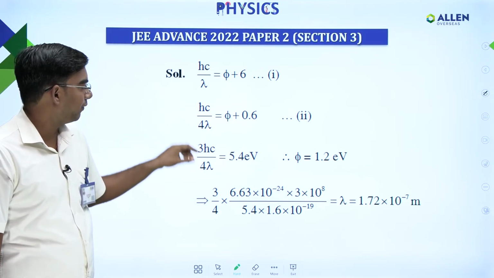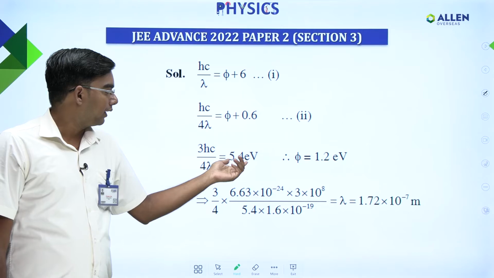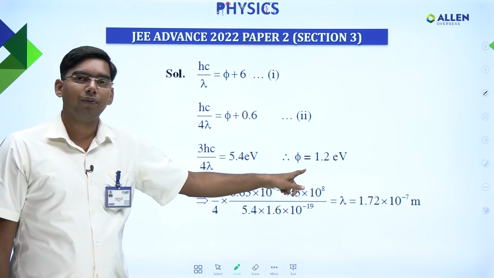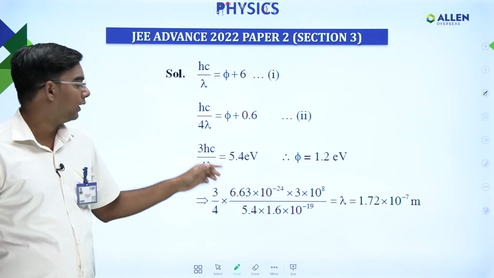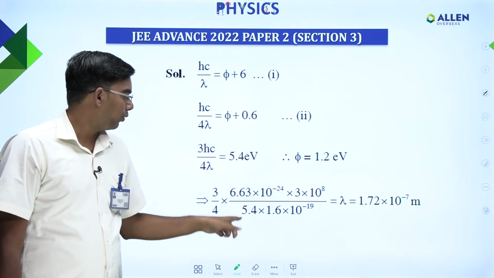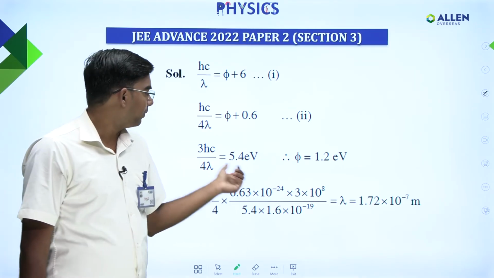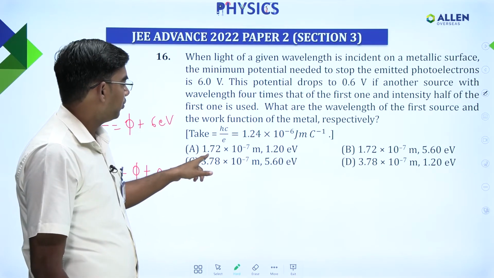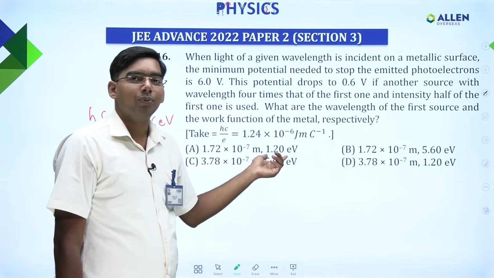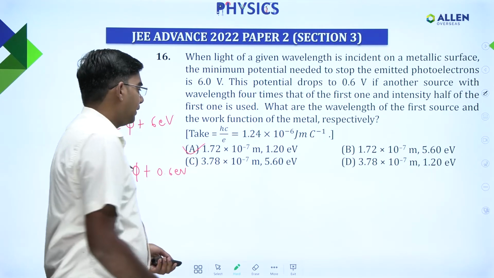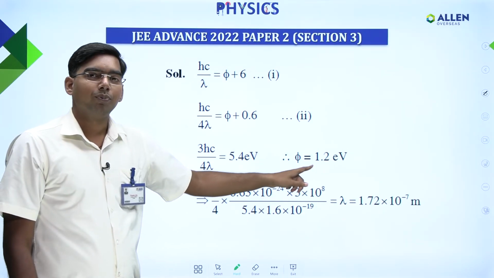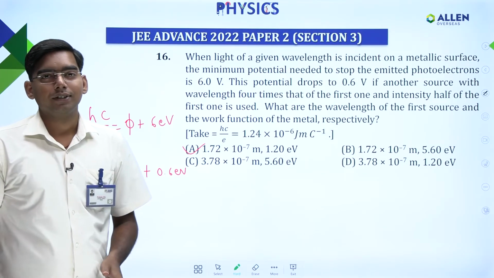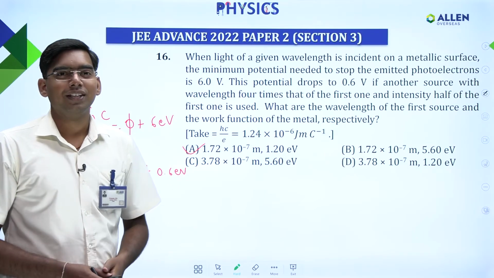So when we take the difference over here, we are getting 5.4 eV, right? So from this, taking the ratio, we get the value of phi as 1.2. Once we get the value of phi, we can easily substitute the value of hc and this value over here. So from here, we got the value of lambda as 1.72. On looking at this, lambda is 1.72 for both options, but phi is 1.2 only in the first option. So answer A is correct for this one. Phi comes out to be 1.2 and lambda comes out to be 1.72. Alright, two equations, two unknowns, pretty standard stuff. So I think this question was correct for you.